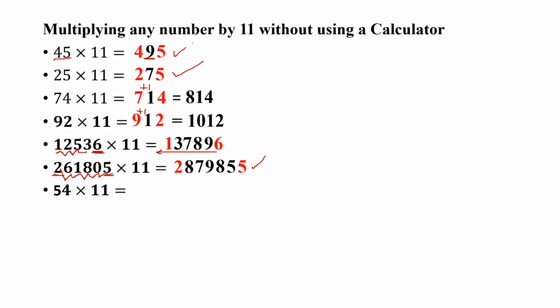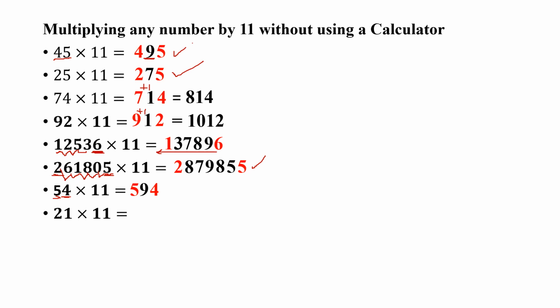Our next example is the product of 54 and 11. We can also start with 4 on the far right side like this. Then we find the sum of 4 and 5, which is 9. We write 9 on the left side of 4, then 5 as it is on this side. As simple as this, that's our answer. That's the product of 54 and 11.